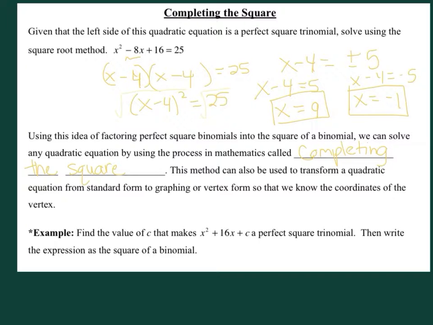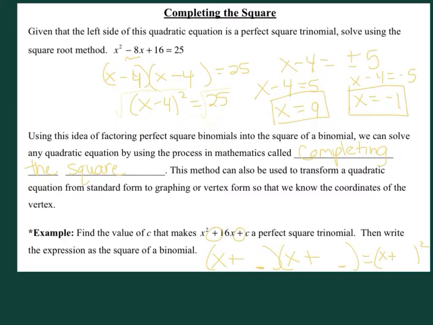So for our next example, we're going to take a look at trying to find the value of c that makes x squared plus 16x plus c a perfect square trinomial. Then we'll write the expression as the square of a binomial. So if we think about factoring this, we know we would have x times x, both plus signs. We want to add to 16, but in order for it to be a perfect square trinomial, so to be able to write it as x plus something squared, I need the same number here and here.